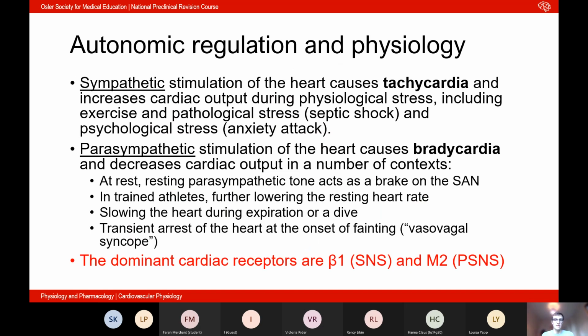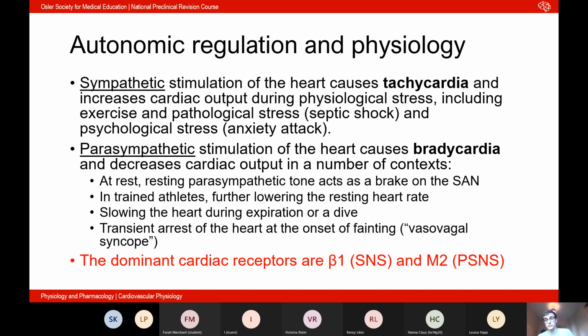This is a review of that. So sympathetic nervous system increases your heart rate. That's useful during physiological stress, such as exercise. If you are really, really sick and you have sepsis and your body goes into shock, then you will have increased heart rate, and in psychological stress as well, for example, an anxiety attack.